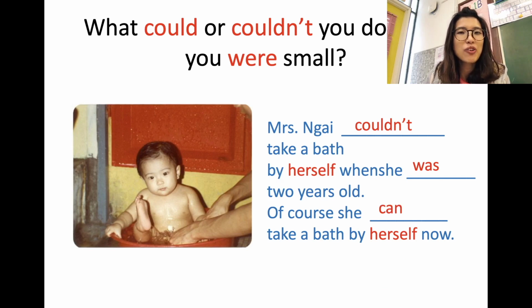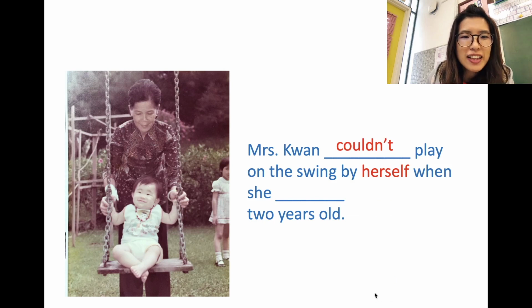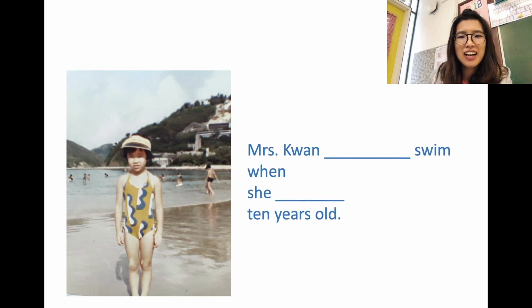Let me show you another picture. Who do you think this little girl was? That's Mrs. Guan. Mrs. Guan couldn't play on the swing by herself. I think that this woman may be her mom, I'm not sure. When she was 2 years old. And that's Mrs. Guan again. Mrs. Guan could swim when she was 10 years old.